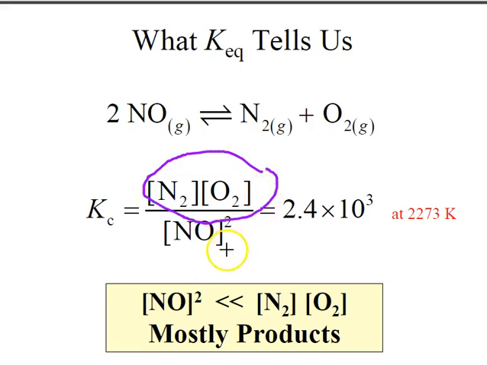So to say that in a different way, our NO concentration squared is much less than the concentration of N2 and O2 combined. So that means that at equilibrium we have more of the numerator. I may have said that backwards. But we have more of the numerator, so that means we have more products. So if the K value is greater than 1, it must mean that your numerator is larger, your products. Less than 1, your denominator.